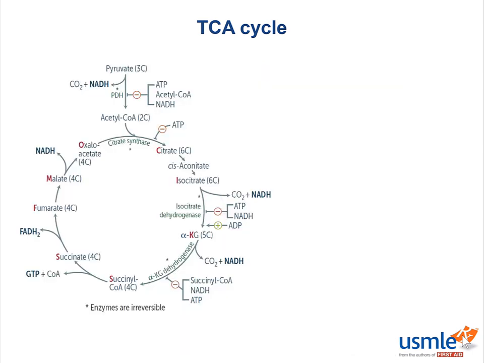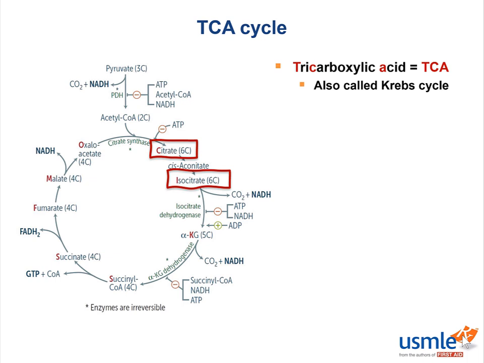So here's a closer look at the TCA cycle. What does TCA stand for anyway? Well, it stands for tricarboxylic acid, since the first two steps produce citrate and isocitrate. And if you go back to organic chemistry, you'll realize that both citrate and isocitrate have 3 carboxyl groups in them, and thus tricarboxylic. The TCA cycle is also known as the Krebs cycle after its discoverer, and the citric acid cycle, again, because it produces citrate first.